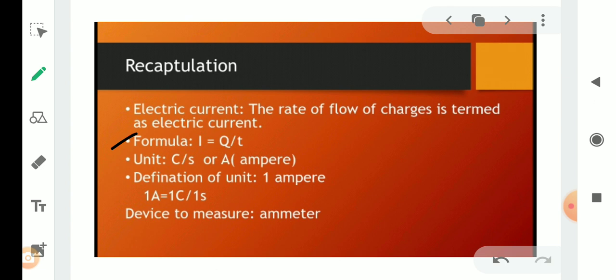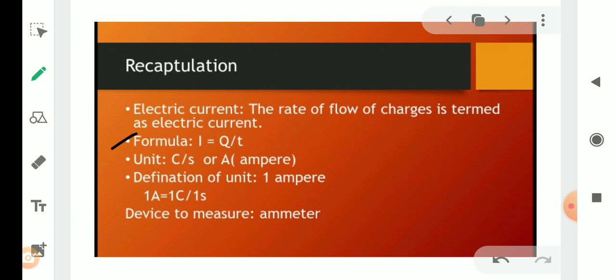Then, which is a device used to measure electric current? That is ammeter. Ammeter is an electric device which is used to measure electric current. Again, one thing you have to remember, ammeter is always connected in series with the resistor in an electric circuit. Okay, so this you had learned.